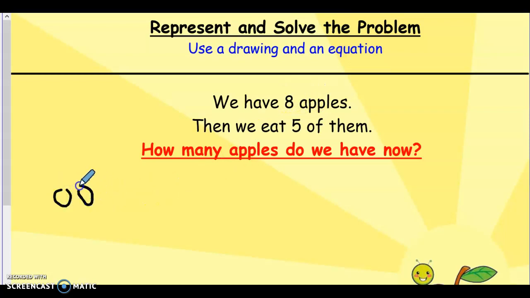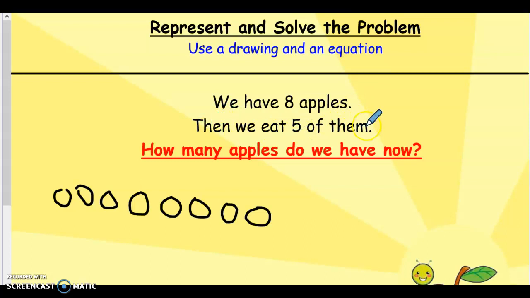1, 2, 3, 4, 5, 6, 7, 8. So if you have your math board right now, you're drawing 8 circles just like me. Now, we eat 5 of them. Okay, so we're going to count 1, 2, 3, 4, 5. Draw your break apart stick. And we ate them, so we're going to get rid of them. We're crossing them out, showing that they are gone. How many apples do we have now? Well, you can see this is what's left over. How many are there?